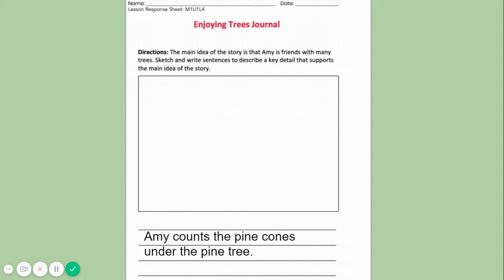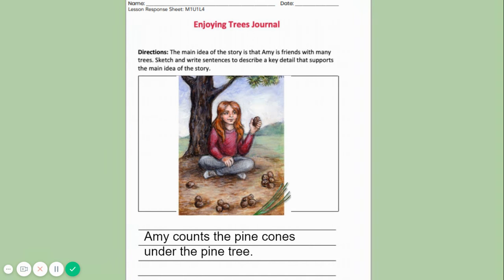So you can pause the video here and write this sentence on your paper, or you could even come up with a different detail if you want to. I know I'm going to draw and write about the pine tree. Now that we have our sentence written down on the bottom, we need to make sure that we draw a picture that matches our sentence. Our sentence is about how Amy counts the pine cones under the pine tree. We know that's how she's friends with the tree. So our picture should look like it does in the story. Amy sitting with her pine tree friend, counting the pine cones under the tree.